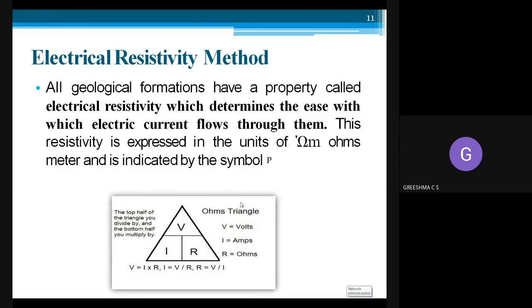You know the water will conduct electricity, right? If we touch water, we know we get a shock quickly. It is also having electrical resistivity. That is, it will allow the current to pass through it. So electrical resistivity means the property of the material, that is the resistance of a material when electric current is passing through it. How much resistance it offers when an electric current passes is called electrical resistivity. The resistivity is expressed in ohm meters and is indicated by the symbol P.